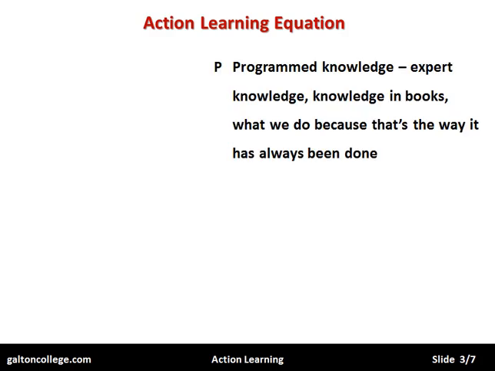But let's say we have a variable P, and this variable is programmed knowledge. Now programmed knowledge is expert knowledge. It's knowledge in books. What we do because that's the way it has always been done. So this is what's sometimes referred to as received knowledge. This is programmed knowledge. This is part of our skill set as people. It's what we learn at school.